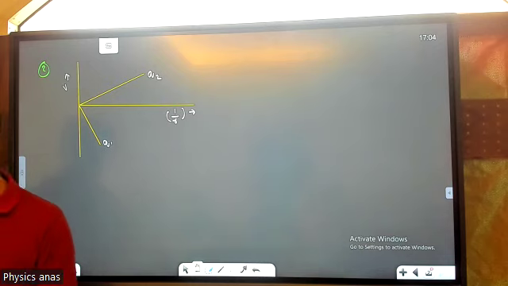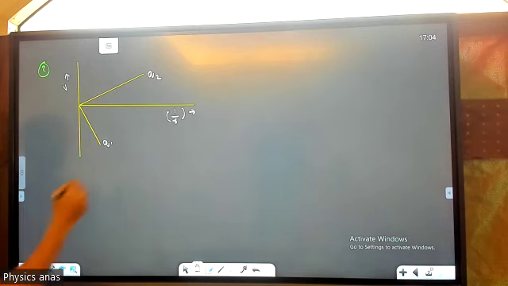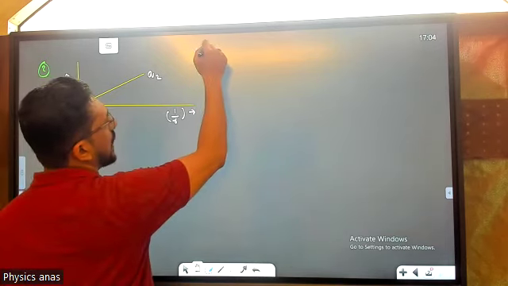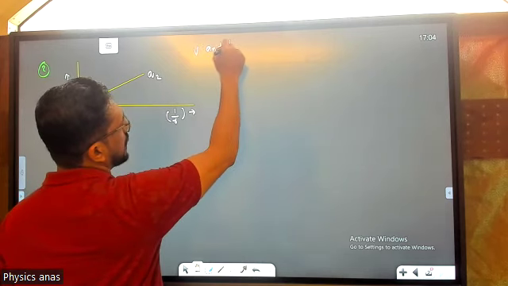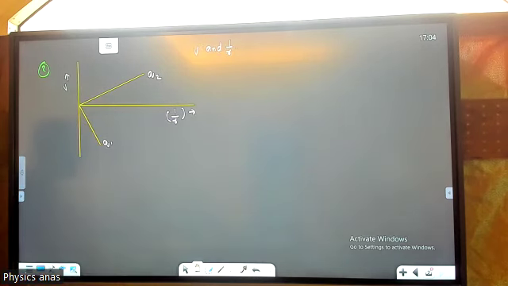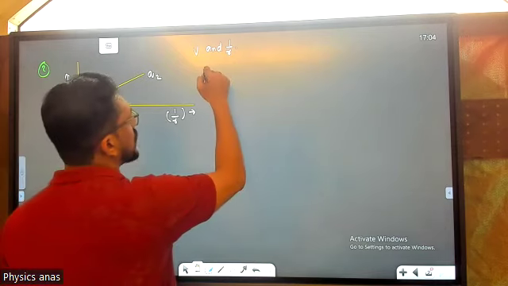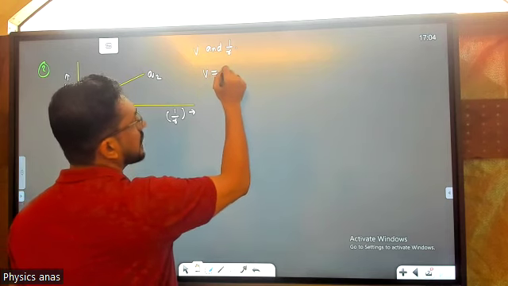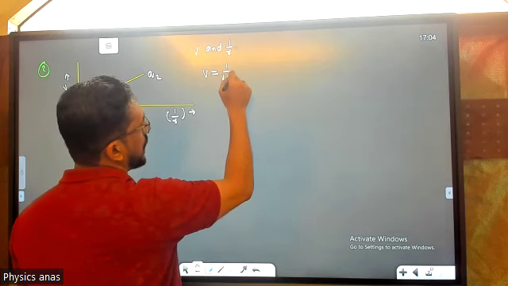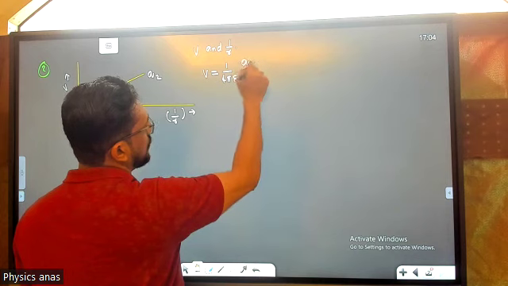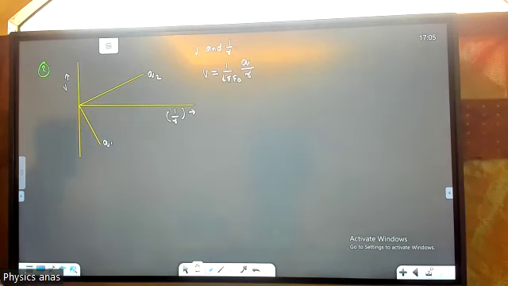This is the given graph. What is this graph? This graph is between V and 1 by R. What is V? V is potential. What is 1 by R? 1 by distance. Just look at the equation. What is the equation? V is equal to 1 by 4 pi epsilon naught Q by R.